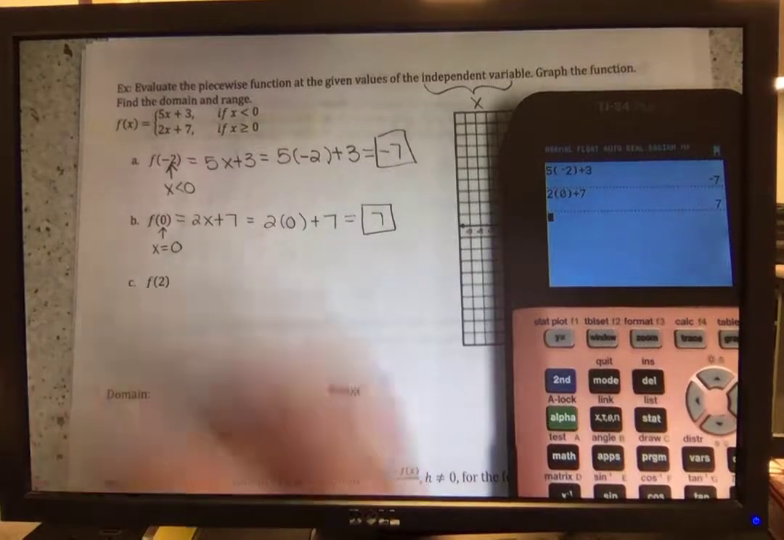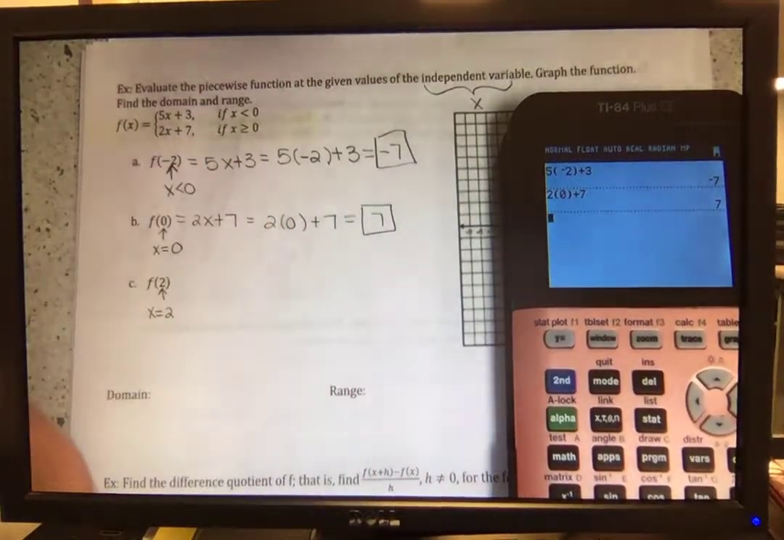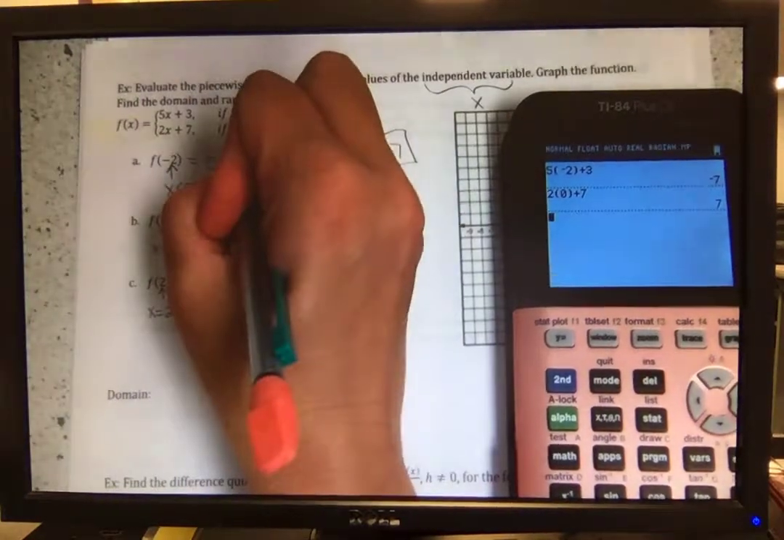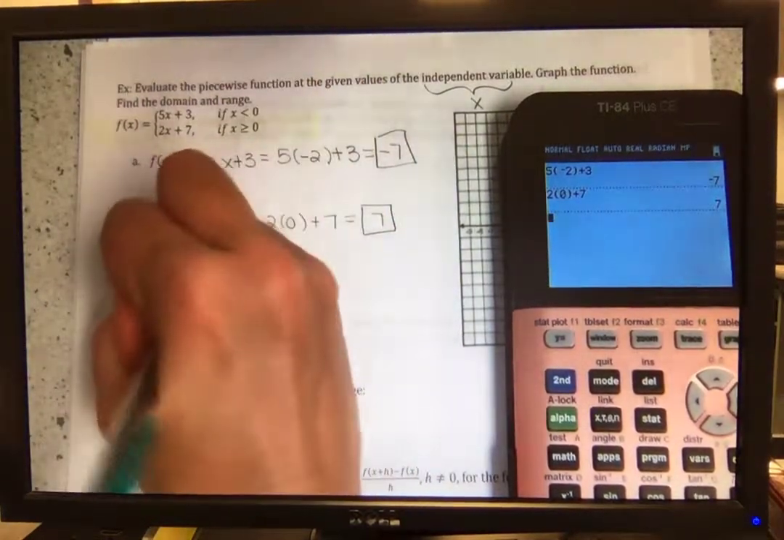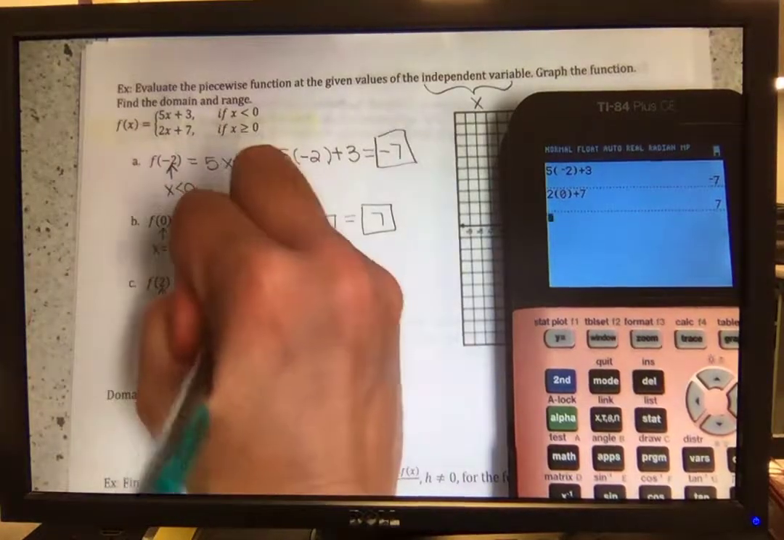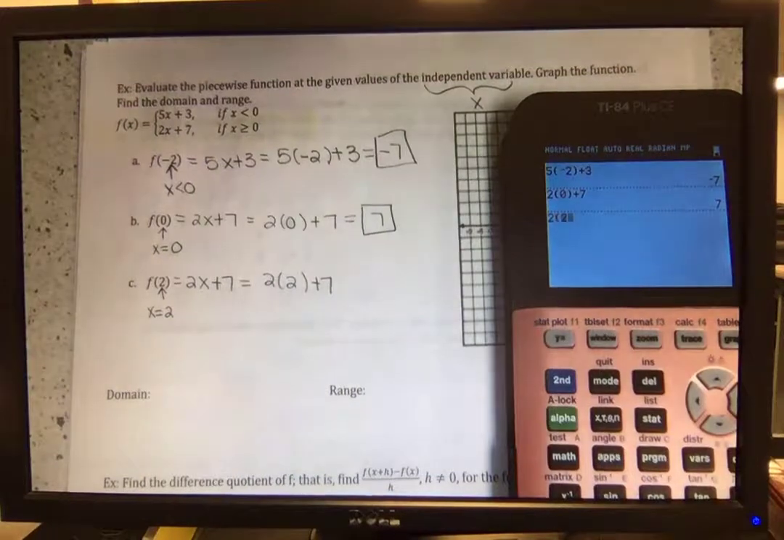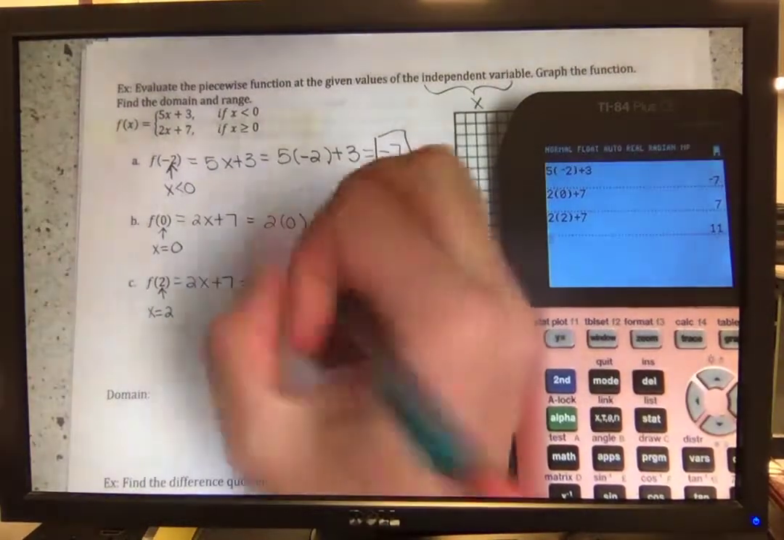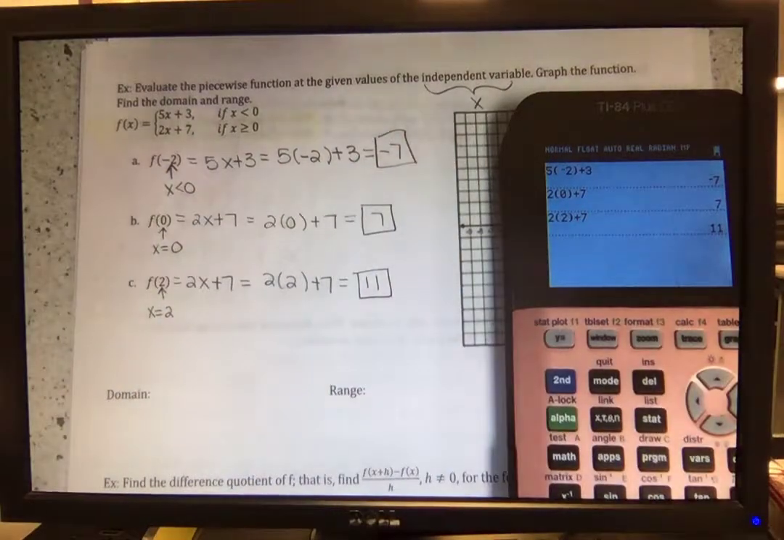And lastly, we have f of 2. So our x value is positive 2. Positive 2 is greater than or equal to 0, so that means we're going to use this bottom equation of 2x plus 7. We're going to plug in positive 2. So 2 times 2 plus 7 will give us our answer of 11. So we evaluated the piecewise functions at the given independent variables. Now we're going to graph the function.